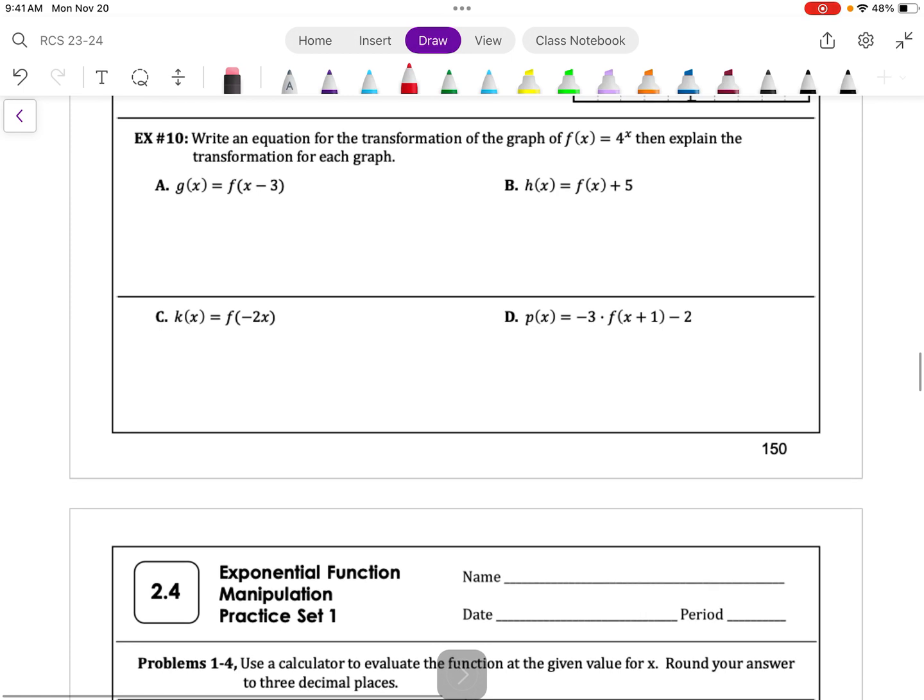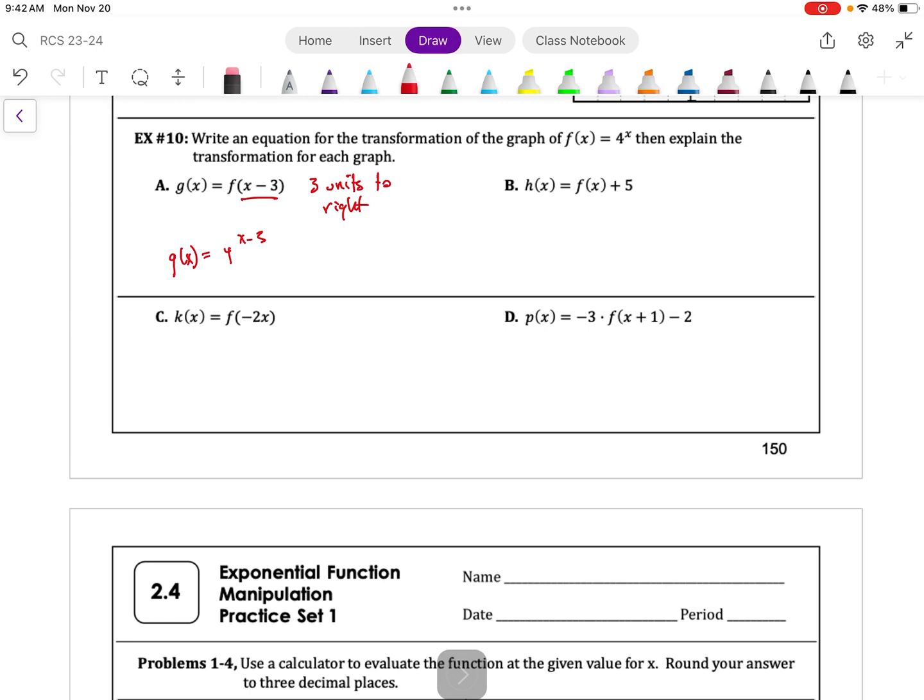Alright, write an equation for the transformation of the graph f of x is equal to 4 to the x, and explain the transformations for each graph. Okay, so for this one, I can spot this out pretty quickly. For x minus 3, this is going to be 3 units to the right. And the way that I would write this is g of x is equal to 4 to the x minus 3.